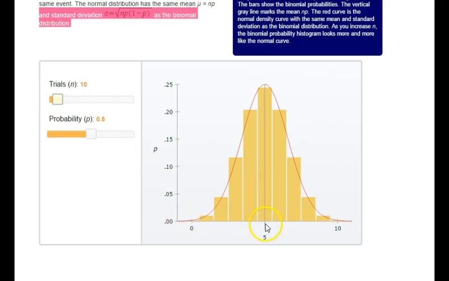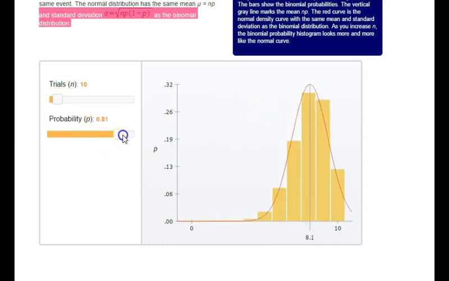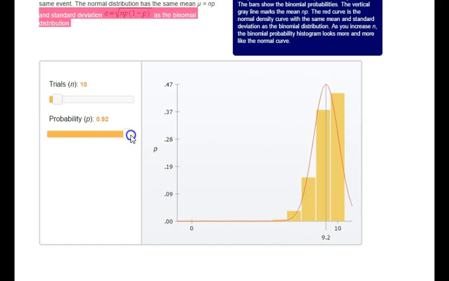Now this turns out to have the very same shape as a distribution of sample proportions, because if I take the number of successes divided by the number of trials, I'll get the proportion of successes. This will be 0.5 instead of 5, but the shape will be the same. So all the things I'm doing here apply to sample proportions as well as counts. If I were to move the probability up higher and higher, notice how much more skewed the distribution becomes.